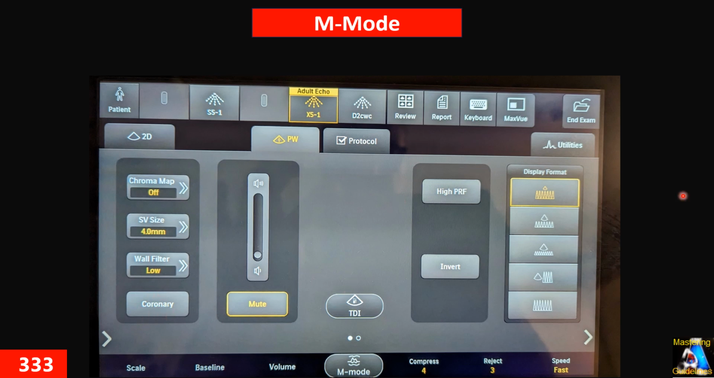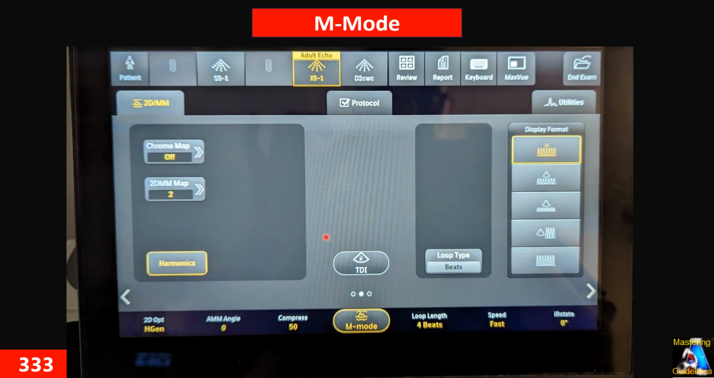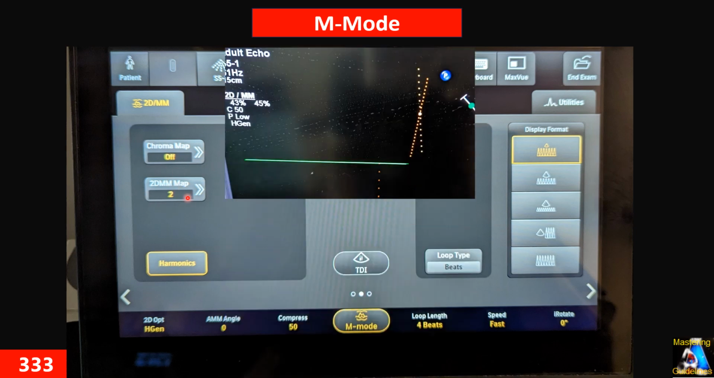On the M mode, the options for optimizing are limited a little. We don't have too much on that. We have a chroma map. This just shows the different color for us. 2D map is almost the same function as X-rays on the 2D. The harmonic, usually we use it.